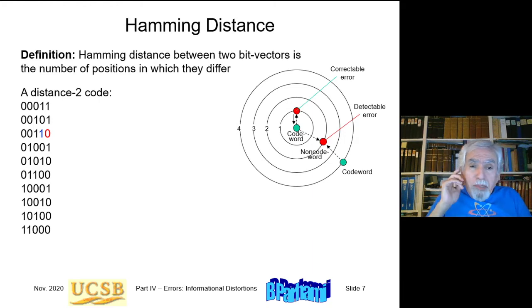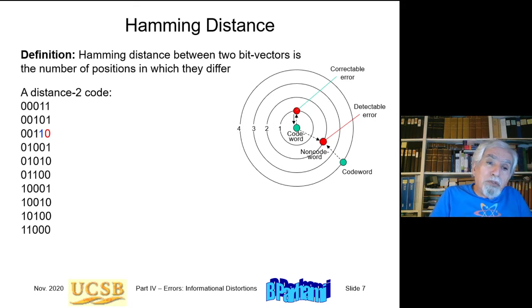And basically, to be able to detect a single bit error in our data, the code we use must have at least a distance of 2. In other words, any two code words, any two code vectors that we take from the code should have a Hamming distance of 2.